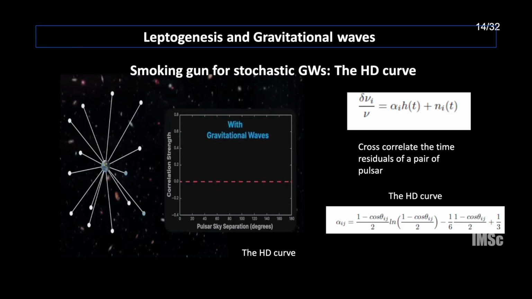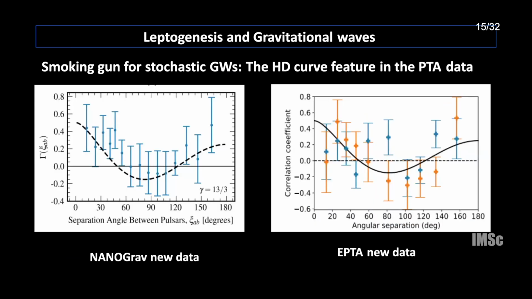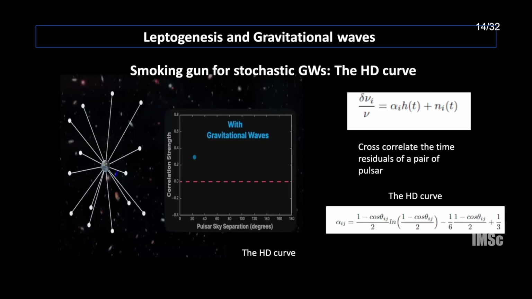You plot this curve with angular separation in the sky against the correlation strength, and you'll get this curve. If you have data that shows evidence of this curve, then you can say that there is some stochastic process, which could be astrophysical or cosmological as well. And this stochastic gravitational wave background has some characteristics, like how you mix the different modes and so on.